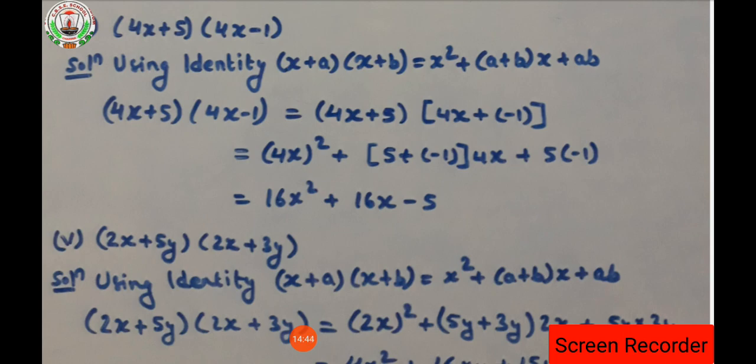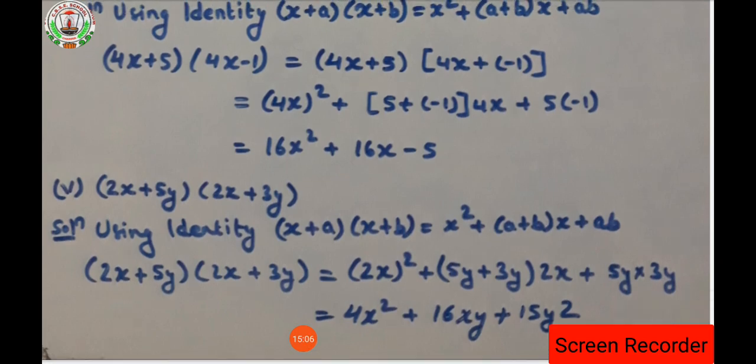What is the value of x given? The value of x is given as 4x, isn't it? So x square, that means 4x the whole square, is going to be done. What is the value of a we are having? That is 5, and the value of b we are having is minus 1. Now directly substitute these values in the formula, and you will get the required answer.